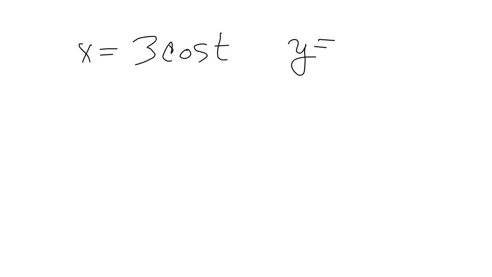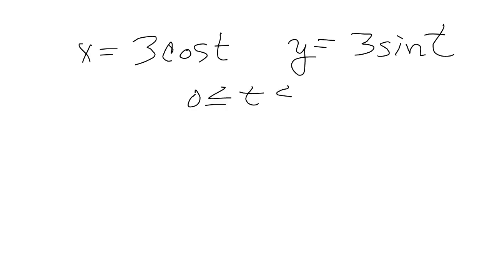If I have, I'm going to change up their second example just a little bit, and let's just say we've got x equals 3 cosine t and y equals 3 sine t. Okay, and we want to graph that parametrically. In this case, 0 is less than or equal to t is less than or equal to 2 pi. Actually, we don't have to have the equals on the 2 pi, but we're going to.